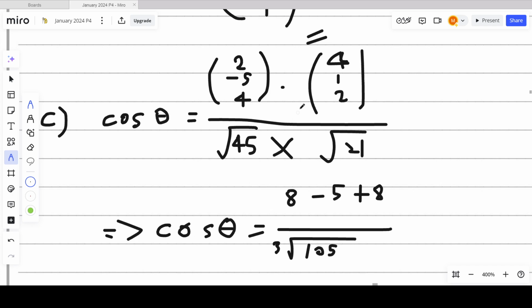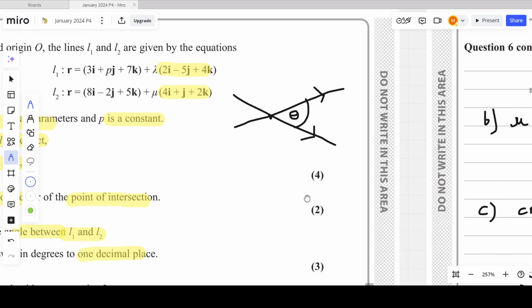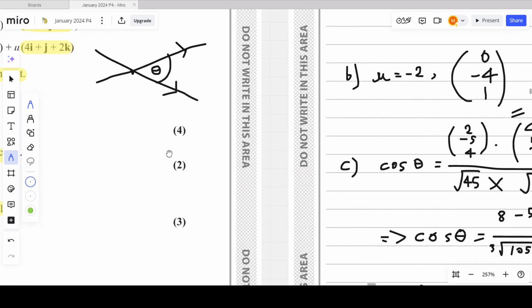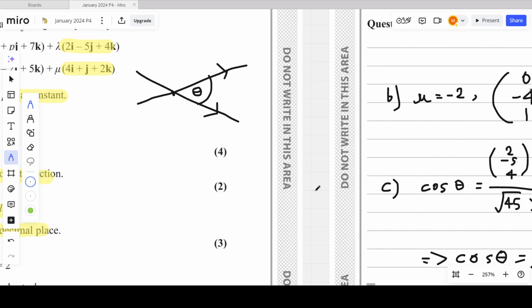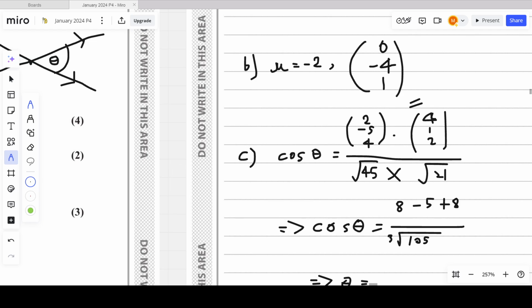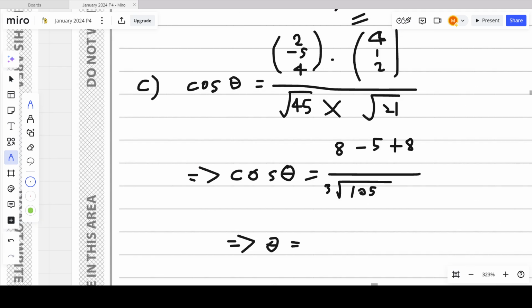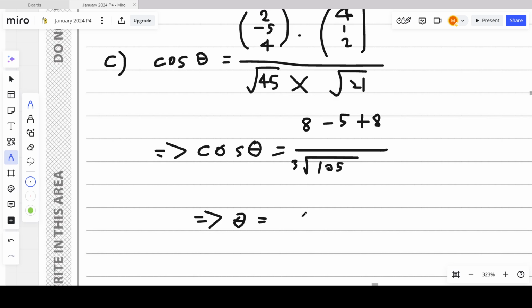Okay, so 8 minus 5 plus 8, is it correct? 2 times 4, that is 8, then minus 5 plus 8. Yeah, that's correct. Okay, it was supposed to be what? 16, right? 8 plus 8, this is 16 over 3 square root of 105. So cos inverse of 16 over 3 square root of 105. So what would be the value for theta? You will get an acute angle.